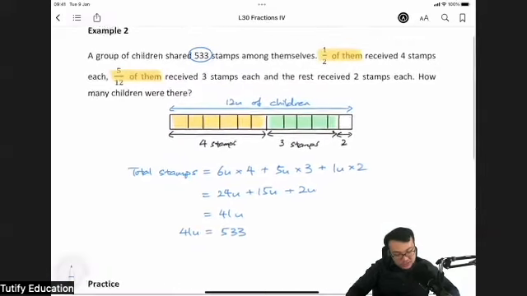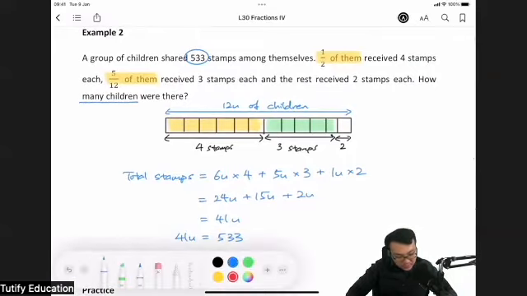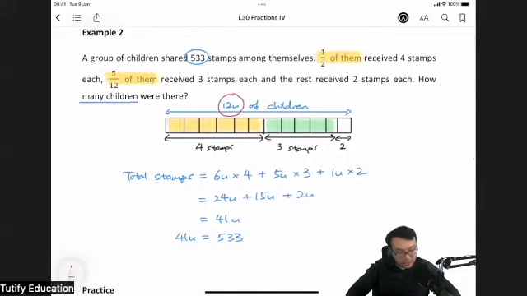The question is asking you, how many children were there? We all know that there are 12 units of children altogether. Everybody, can you find what is 1 unit? And then you can find 12 units. How many children are there? Type your answer in the chat group now.